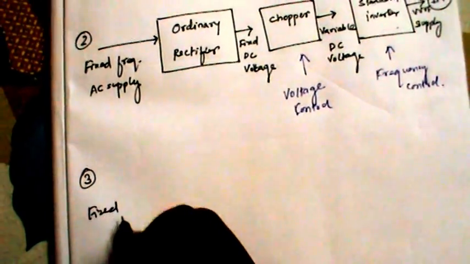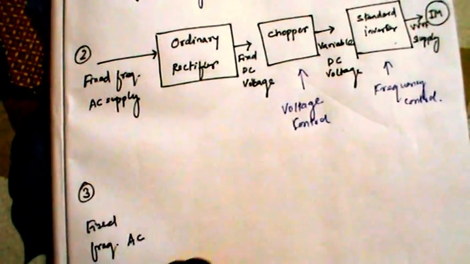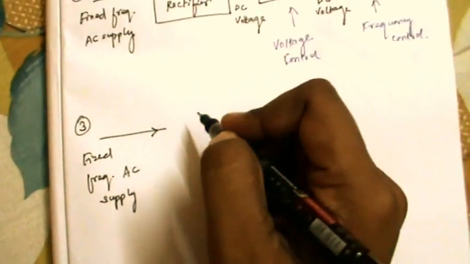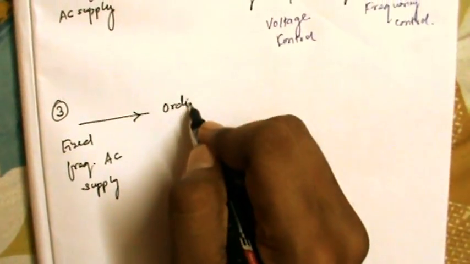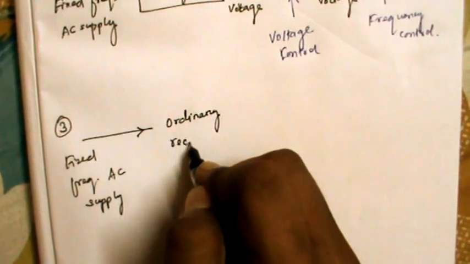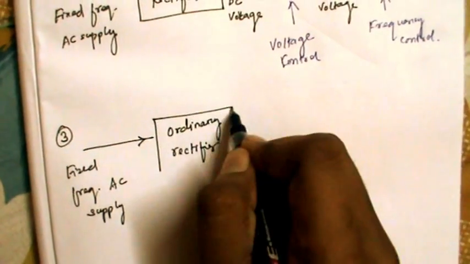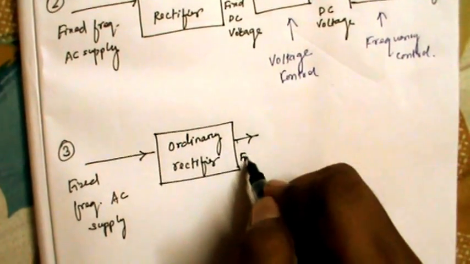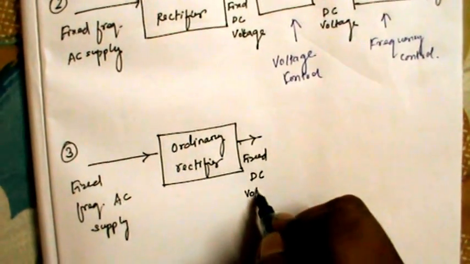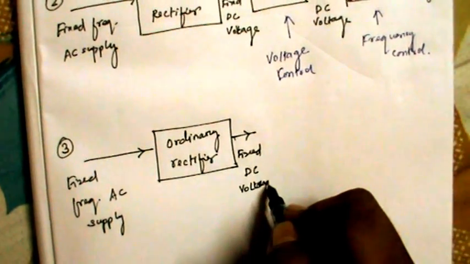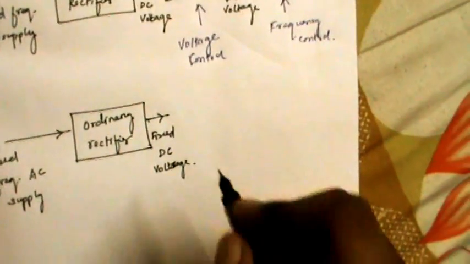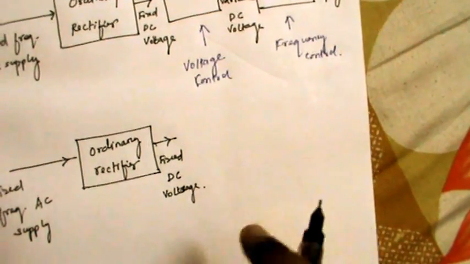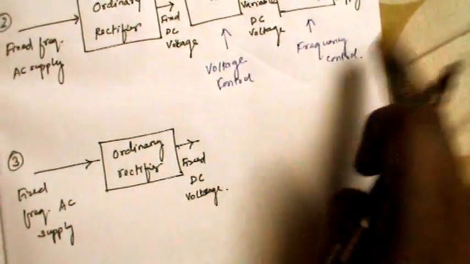Again, we take a fixed frequency AC supply, we'll feed it to an ordinary rectifier as usual. So there goes our ordinary rectifier. From an ordinary rectifier we'll always obtain a fixed DC voltage. Okay, my handwriting is very rough, please forgive me for that. Now this fixed DC voltage has to be controlled or converted into a variable voltage and a variable frequency.